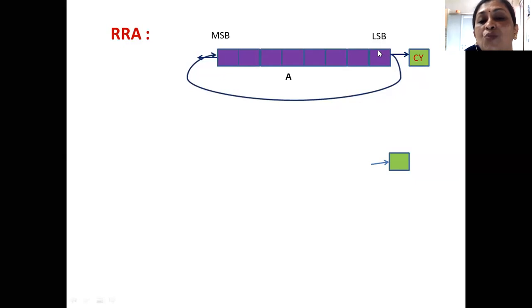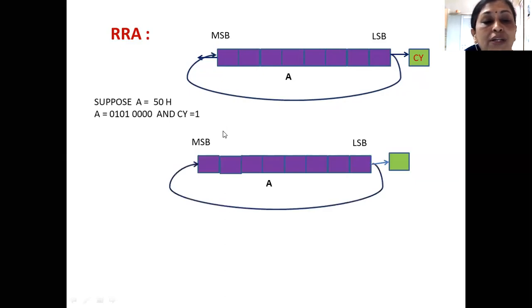That means what? LSB will go to carry flag and LSB will also go to MSB, and each bit of the accumulator will be shifted to the right. Are you getting the point? Now let us take again the same example. What is our example? Suppose A is 50 hexadecimal and carry flag is equal to 1.